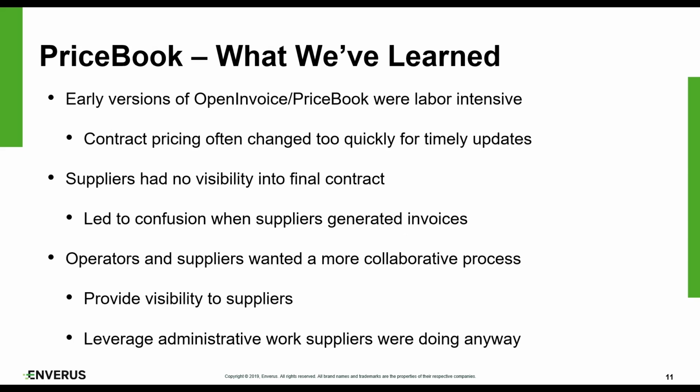We'll talk a little bit about what we learned within Pricebook too. Early versions of the OpenInvoice Pricebook were very labor intensive. So contract pricing often changed too quickly for timely updates. Secondly, suppliers had no visibility into the final contract. So this led to a lot of confusion when the suppliers generated invoices. And operators and suppliers wanted a more collaborative process. So this could help provide visibility to suppliers and leverage administrative work that frankly the suppliers were doing anyway.